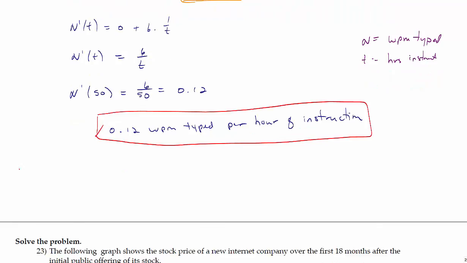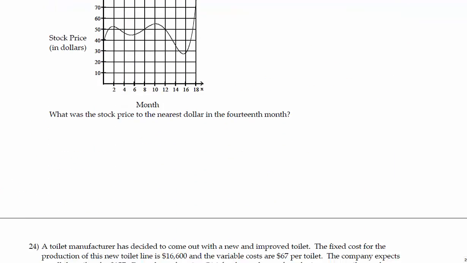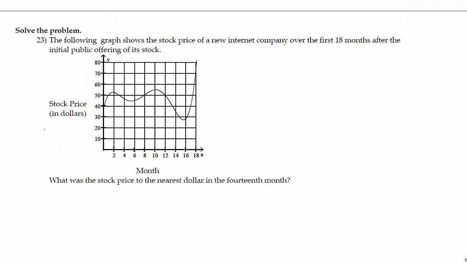Okay. Number 23. Okay, so on number 23, we're given this graph, and it shows the stock price of a new internet company over the first 18 months after initial public offering of its stock. Notice in the table that the stock price is here on the side, so that's going to be your Y value, and then the months are running across here on the bottom. So what is the stock price to the nearest dollar in the 14th month?